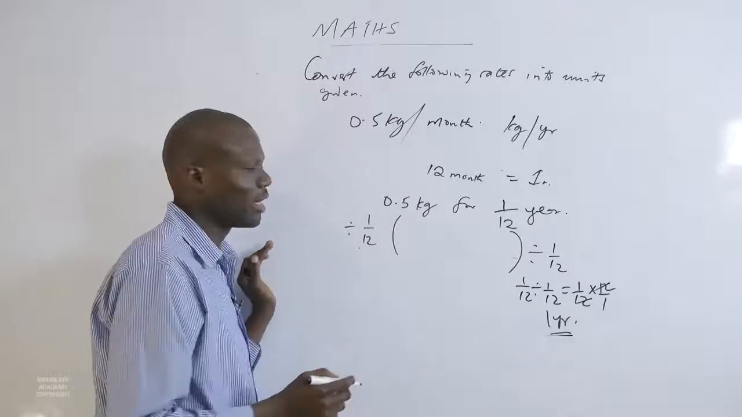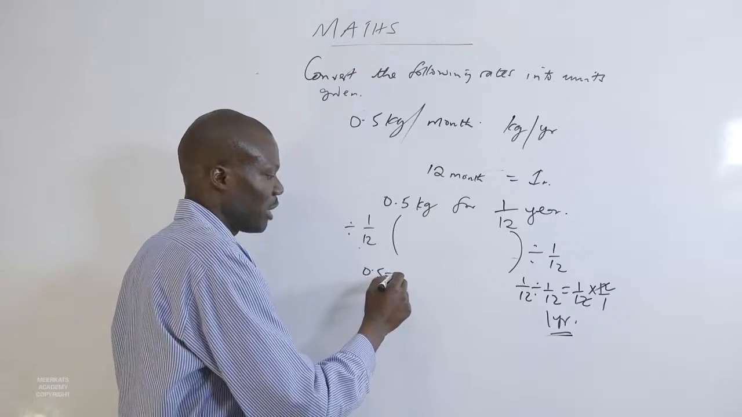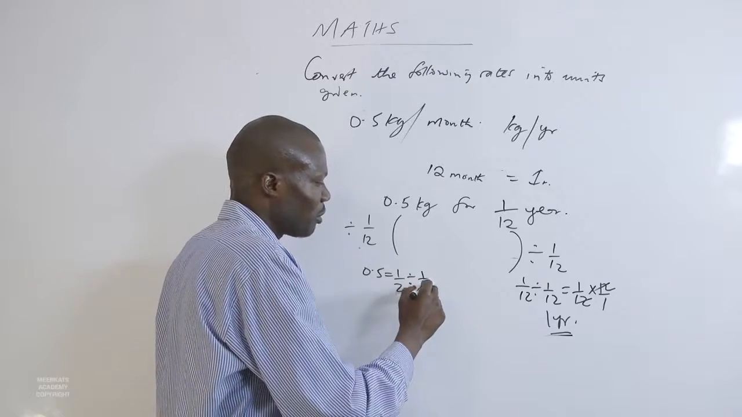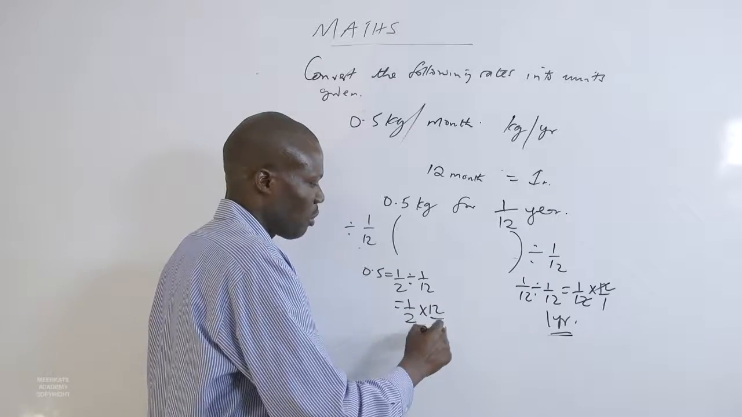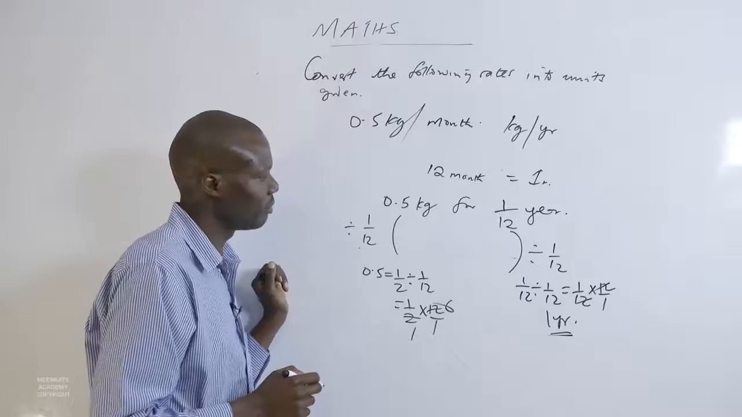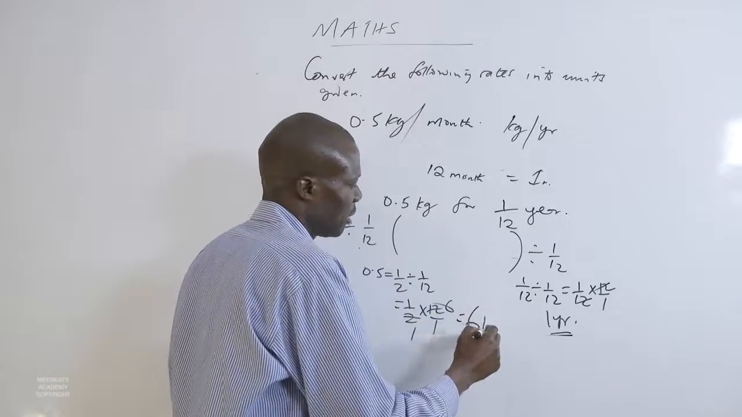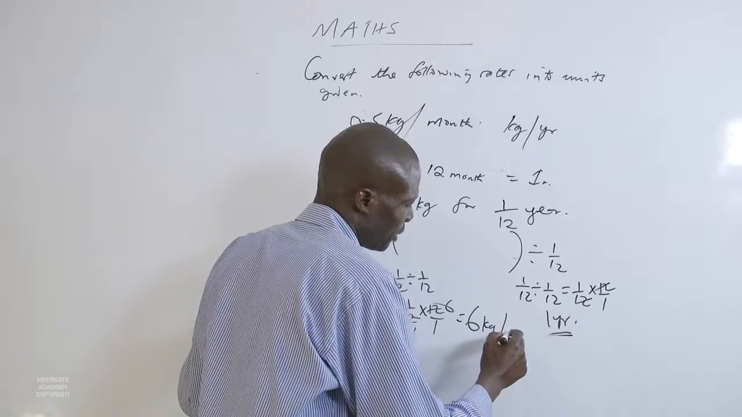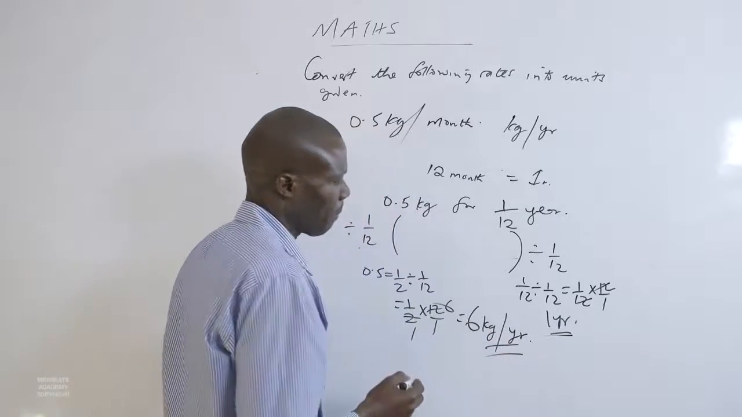On this other side, we have 0.5, which is equivalent to 1 over 2, divided by 1 over 12. This is 1 over 2 multiplied by 12 over 1, which gives 6. So this one becomes 6, and it is in kilograms per what? Per year. I'll just write it that way.